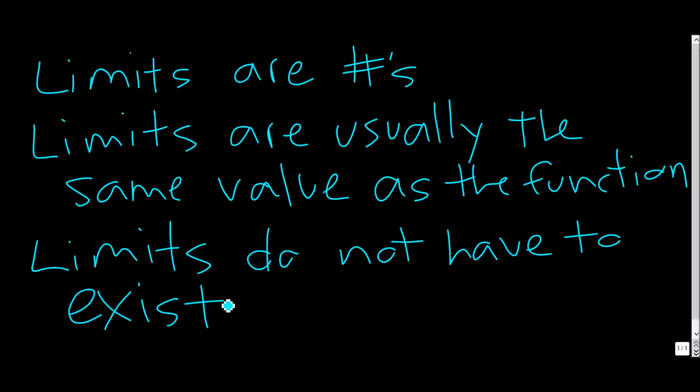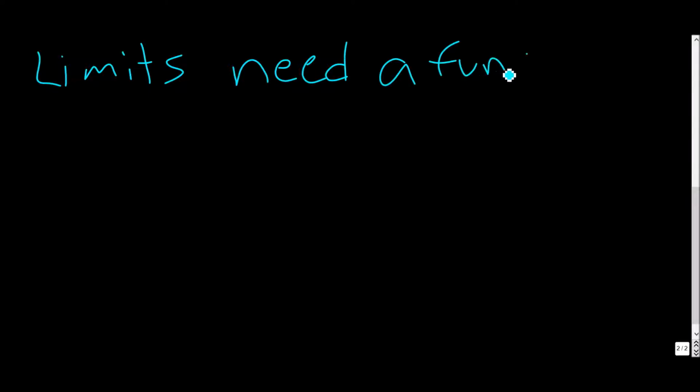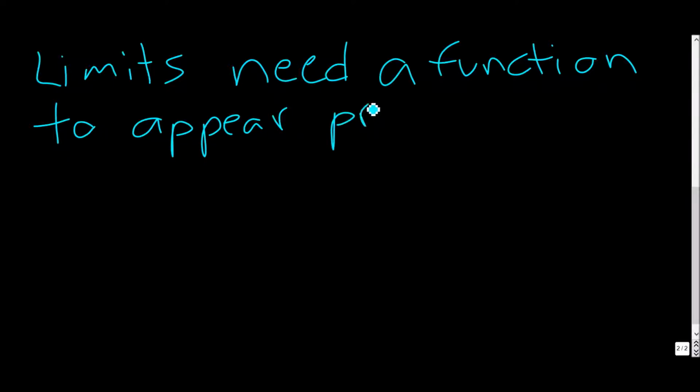So let's think about that in reverse. They don't have to exist. So think about limits: in order to exist, they need a function to appear predictable. Now that is a very interesting statement. So what does appearing to be predictable actually mean?